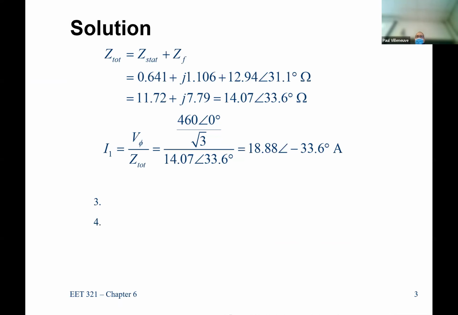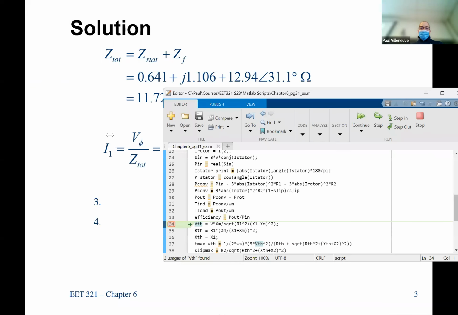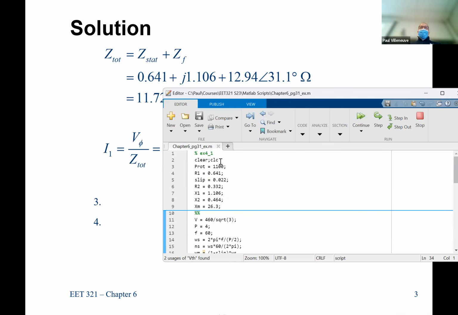Isn't that the exact same value? Nothing up my sleeves, no tricks here, right? This is MATLAB. I'm not pulling any wool over anybody's eyes. Go all the way to the beginning, clear, clc. What does that do? It clears the screen and all the variables.